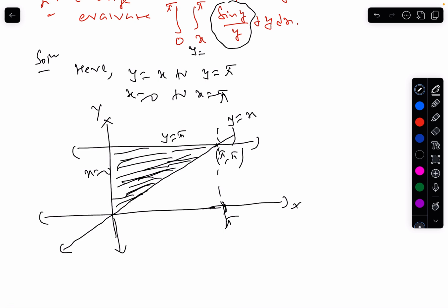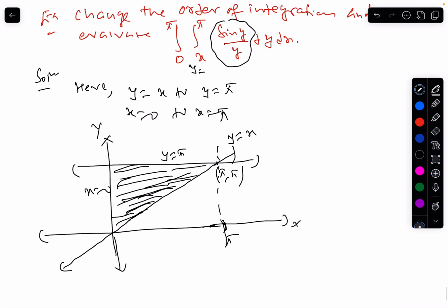How to decide? Like y is x to y is pi. So suppose if I take like this. So y is x here, y is pi. And x is 0 to x equal to pi. So that strip moves horizontally from x equal to 0 to x equal to pi. This is not the region, because if this were the region, then the limits of integration would be like here y equal to 0 to y equal to x. Okay, so this is not the region of integration. So now to change the order of integration, let us take the horizontal strip.